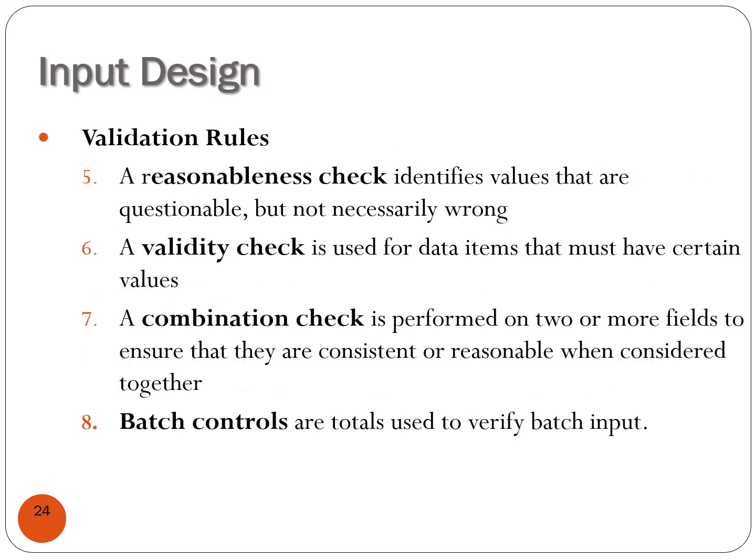Fifth, a reasonableness check identifies values that are questionable but not necessarily wrong. For example, a daily hours worked value of 24 passes a 0 to 24 range check. However, the value seems unusual and the system should verify it using a reasonableness check.